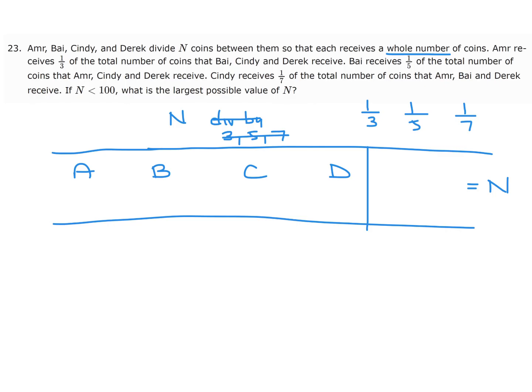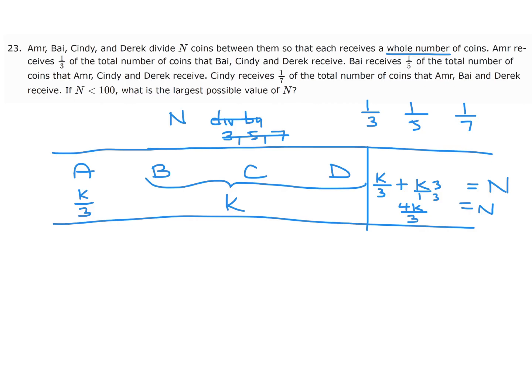Amir receives 1/3 of the total number of coins. So if these three people total k, this would be k divided by 3. And therefore k over 3 plus k is n. So n would be, top and bottom by 3, 4k over 3. Correct? 4k over 3.